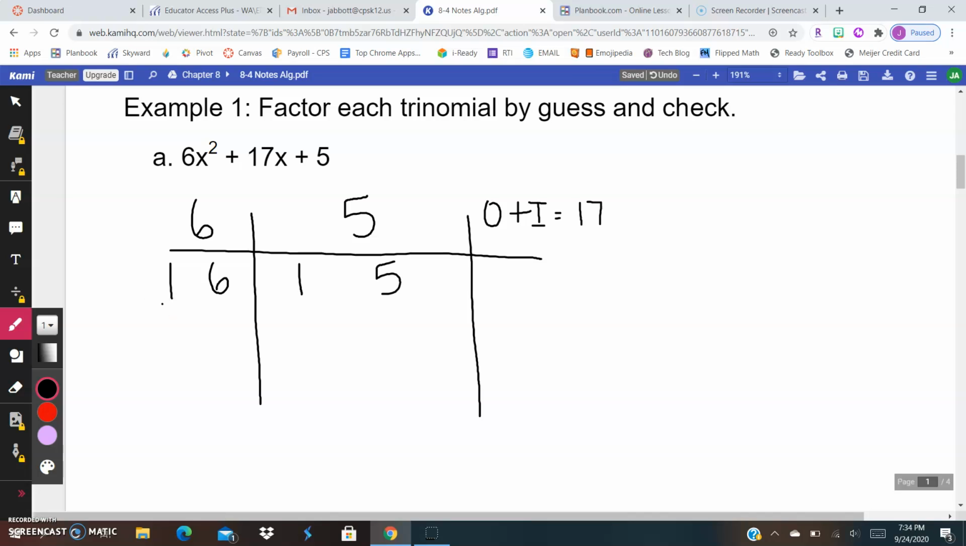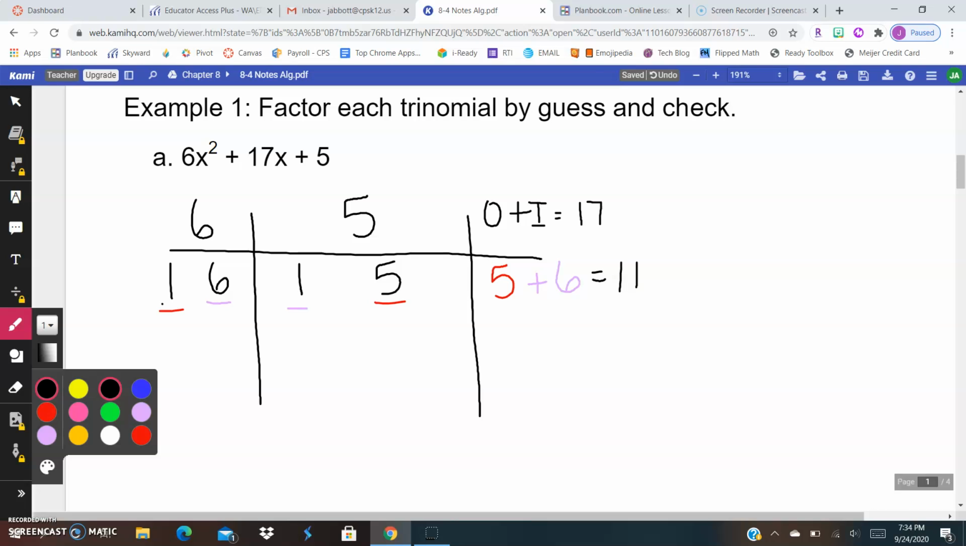Outer two numbers would be 1 times 5. That would give us 5. And our inner numbers would be 6 times 1. That would give us 6. When we add that together, we get 11. So not quite. Other factors of 6 that I could use would be 2 and 3. Factors of 5, I'm going to have to keep 1 and 5. We might have to switch them around later. We'll see how it goes.